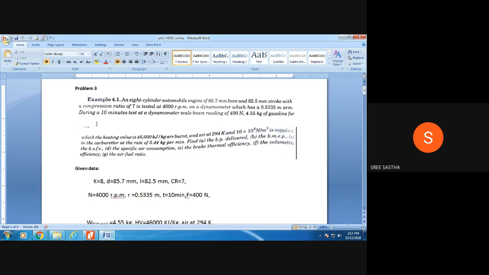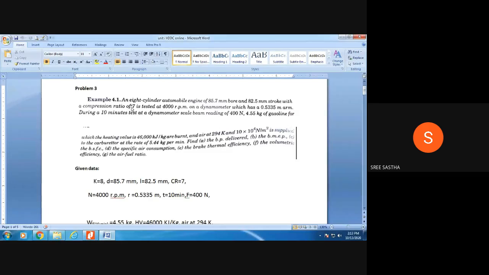So now I am writing the given data. First, it is given 8 cylinder, so capital K is 8. Yesterday I told you K stands for number of cylinders. For bore, some books use capital D and some use small d. I am using small d, that is 85.7 mm, and L is the stroke, 82.5 mm. I am using small l. Some books use capital D and capital L.